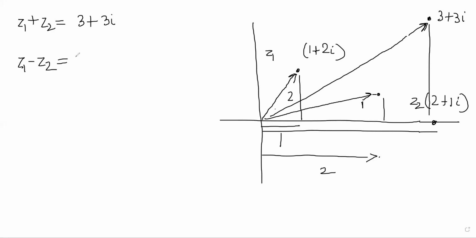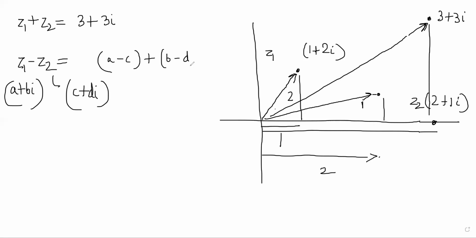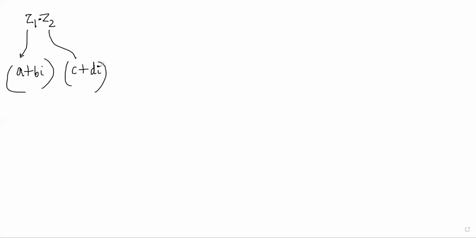Z1 minus Z2, if Z1 was A plus BI and this was C plus DI, then your subtraction would be simply (A minus C) plus (B minus D)i. So that is your subtraction. Now for multiplication and division, let's say we want to do Z1 times Z2. If this is A plus BI and this is C plus DI, the multiplication is defined like this: (AC minus BD) plus i times (AD plus BC).